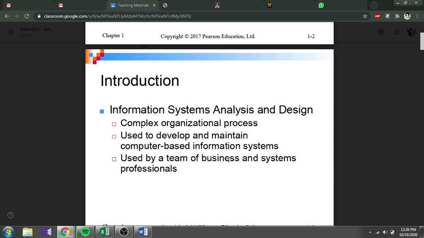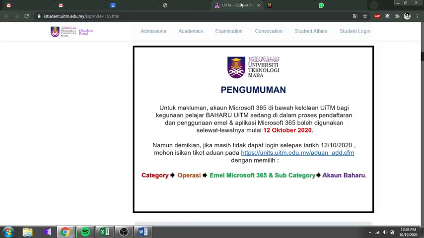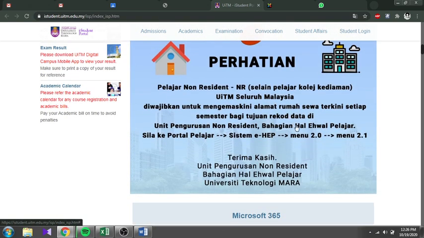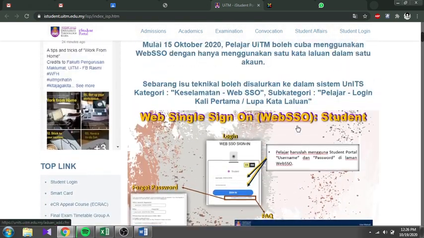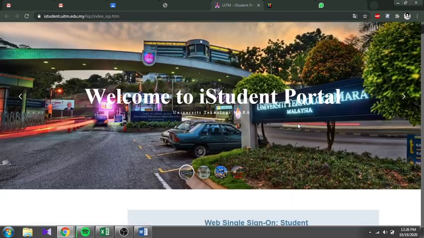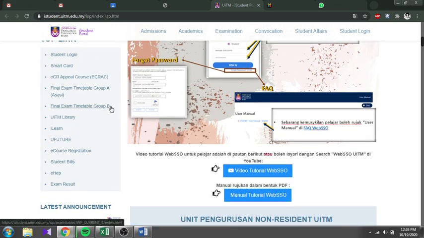This is like system software. Like the student portal, which I think most of you use, right? Everything about our UiTM is on here. So what you can do here is course registration, look at the final exam timetable and see your exam results.